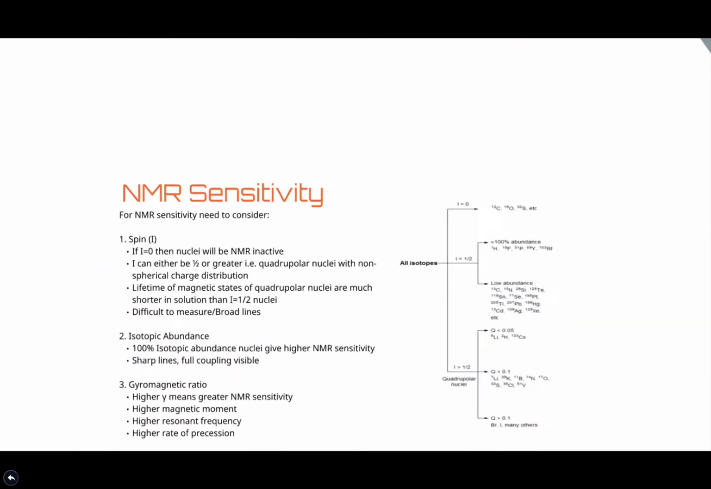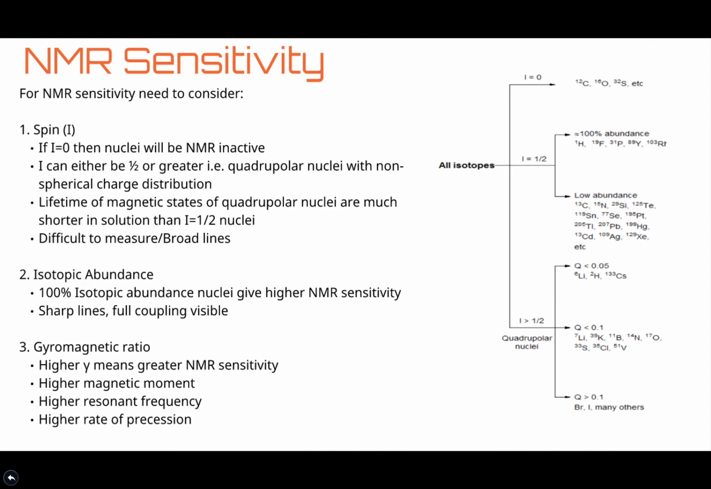When considering NMR analysis of nuclei, some factors which influence NMR sensitivity are: number 1, spin. The charge distribution of quadrupolar nuclei are uneven, and the lifetime of their magnetic states are shorter, making NMR measurements difficult due to broadening of lines.